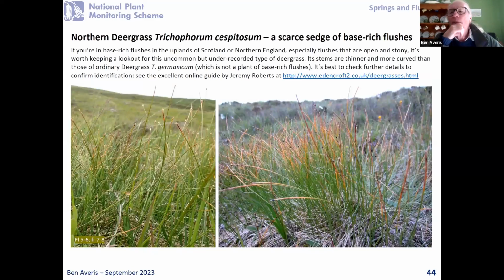And here are a couple of actually uncommon things, but things to look out for, especially in hill districts, if you're in springs and flushes. There's deer grass. I had a photo of it earlier on, ordinary deer grass, which is very common in acid, wet heaths and bogs. But if you see a thing that looks like deer grass and the stems are a bit thinner and more curved than you're usually used to seeing, because deer grass normally has very straight stems. If they're kind of a bit curved and thin, flimsier looking, it might be the northern deer grass, which is not so common and actually grows in base-rich flushes, which is not really the habitat of the ordinary deer grass.